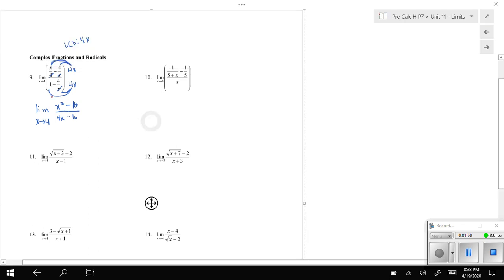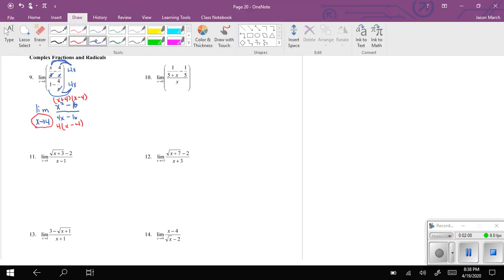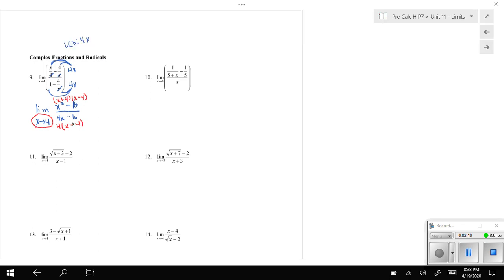I can factor the top. The top is a difference of perfect squares, factors into x plus 4 times x minus 4. And the bottom, if I pull out a GCF, I get 4 times x minus 4. And there's kind of our key, right? If I plugged in 4 and I got 0 over 0, that probably means that x minus 4 is going to be that common factor. That cancels.